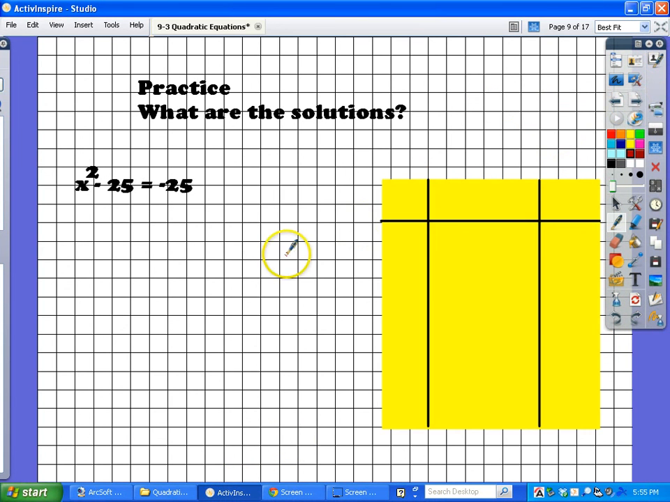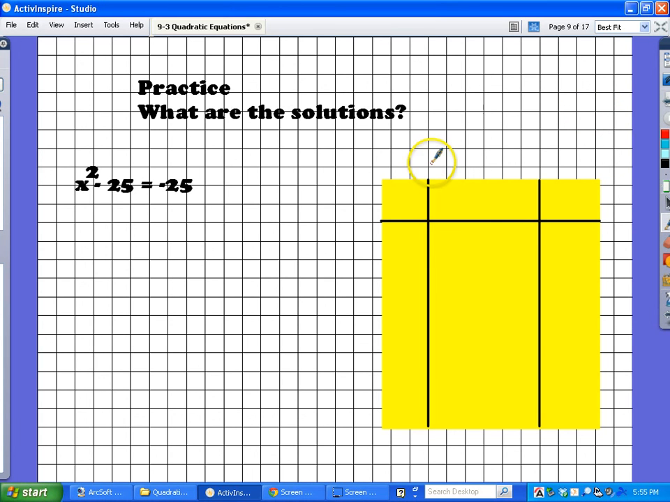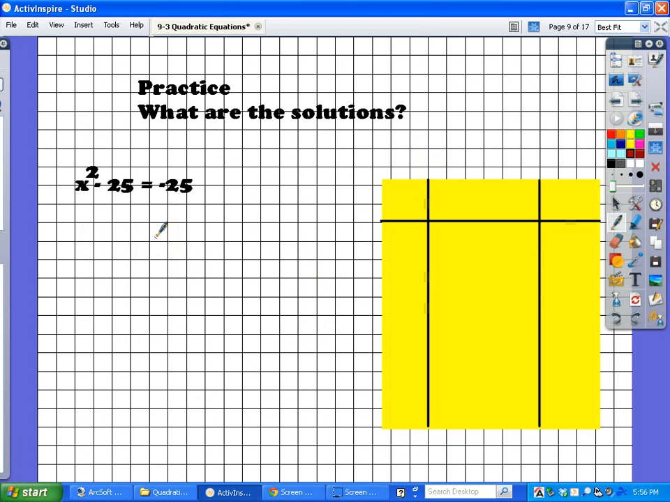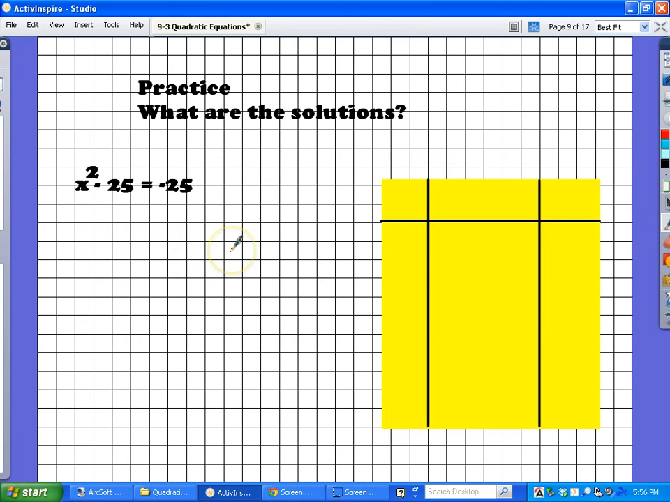Alright. I'm going to skip this one for now. Actually, let's go ahead and work this one on your own. Take a minute and work this one. I just want to see what we come up with, because it is different. Just going to skip it, but let's see what we got here, because here's what I want you to see. You have x squared minus 25 equals negative 25. That's not equal to 0.